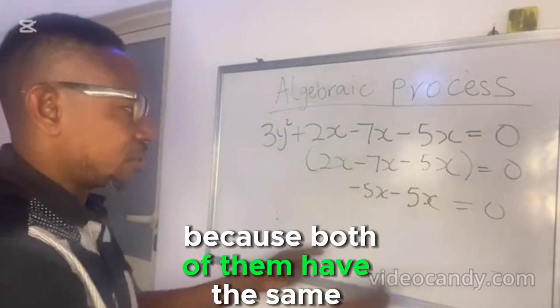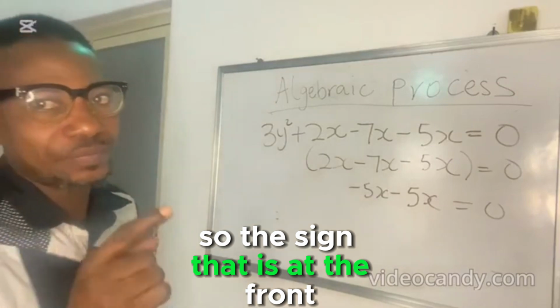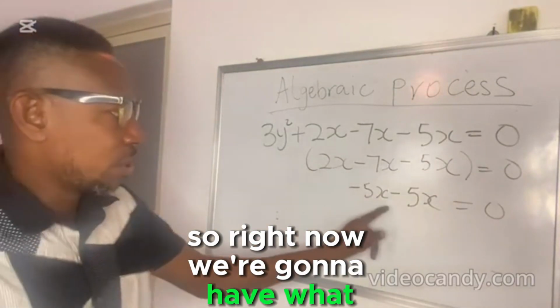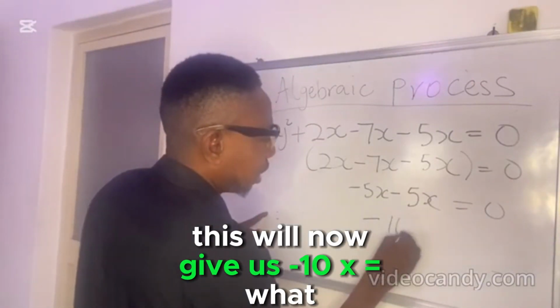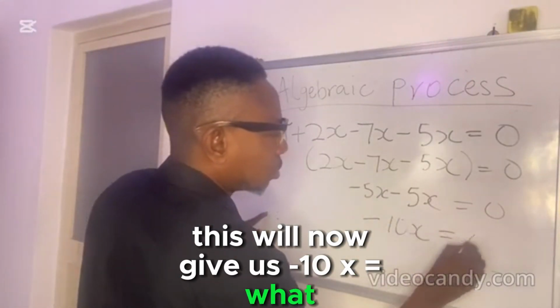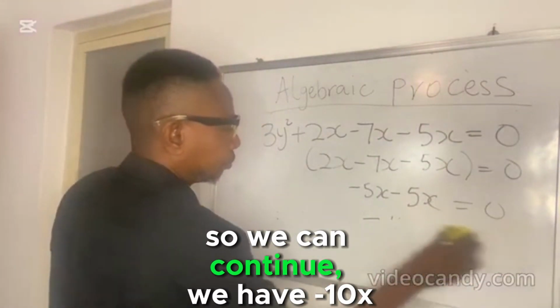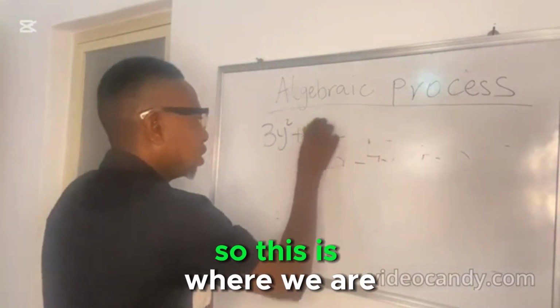Because both of them have the same value and no one is bigger than the other, the sign that is at the front is the sign you're going to work with. So right now we have minus 10x, which will give us minus 10x is equal to 0. So I have to wipe the board so we can continue. This is where we are.